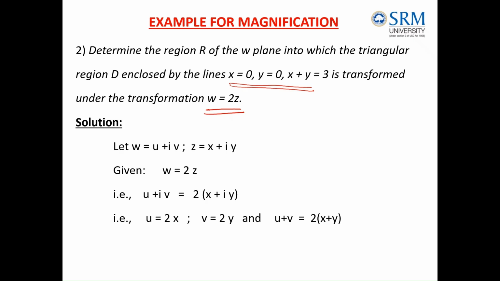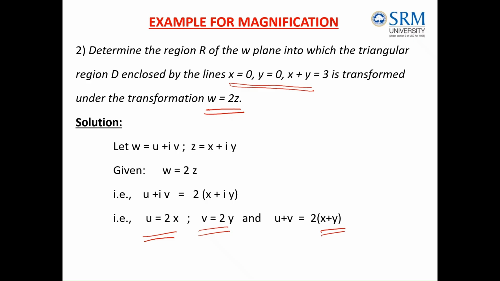Write w as u plus iv, z as x plus iy. Then separate the real and imaginary parts and identify that u is 2x and v is 2y. Then we need u plus v also. So find u plus v, that will give you the relation with x plus y.